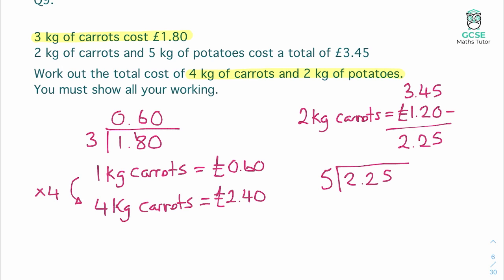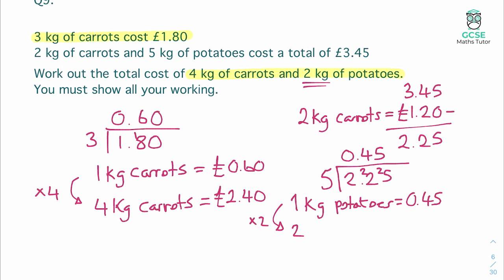So 5 doesn't go into 2, so carry the 2. 5 goes into 22 4 times with a remainder of 2, and it goes into 25 5 times. So 1 kilogram of carrots costs 45p, sorry, potatoes. So 1 kilogram of potatoes, I probably could have just labelled these C and P, would have been a bit quicker. Potatoes is equal to 0.45, and ultimately we want to work out the cost of 2 kilograms of potatoes. So we'll times that by 2, and that would be 2 kilograms, let's just put P, equals, and that'd be 0.90, 45 times 2 is 90.